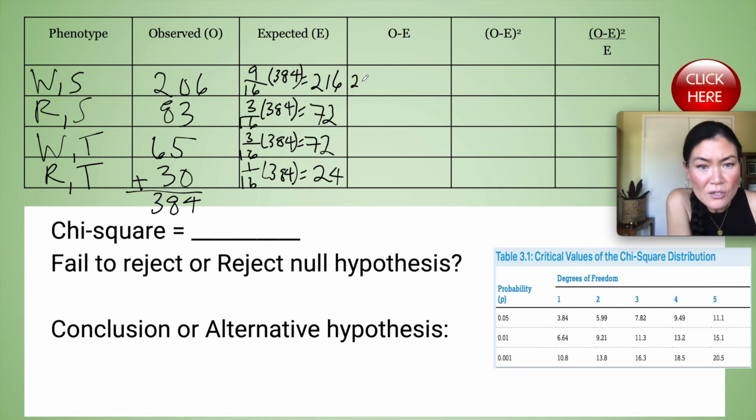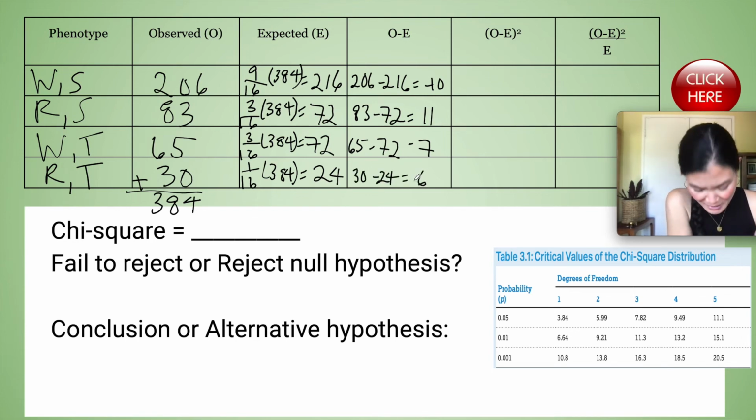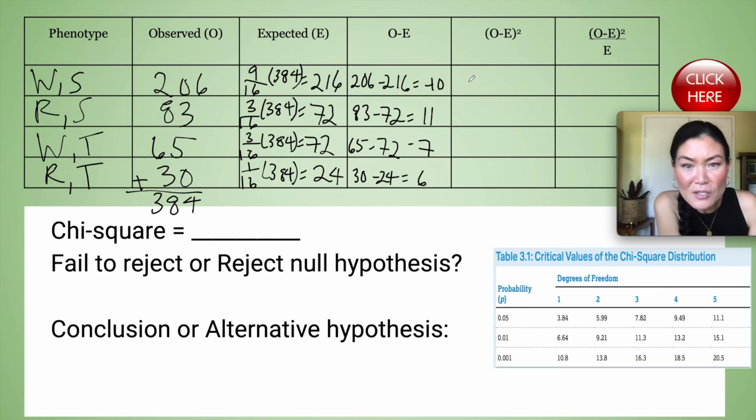All right, so observed is 206 minus 216, that gives you minus 10. And then 83 minus 72 gives you 11. And then over here, 65 minus 72 gives you minus 7. And then 30 minus 24 gives you 6. Okay, so then all you have to do is square it. That gives you 100. 11 squared is 121. 7 squared is 49, 6 squared is 36.